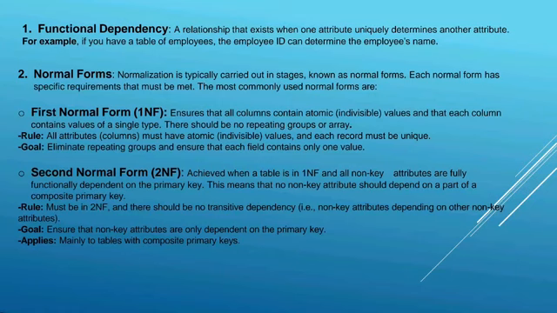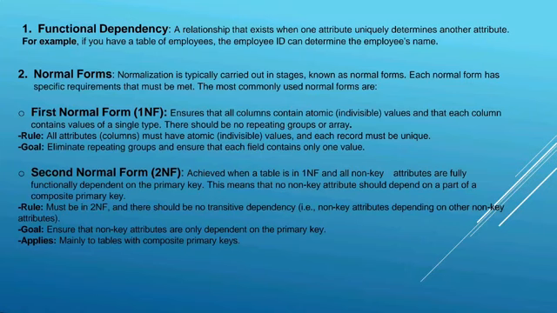The most commonly used normal forms are: first normal form, 1NF, ensure that all columns contain atomic indivisible values and that each column contain values of a single type. There should be no repeating groups or arrays. Rule: all attributes columns must have atomic indivisible values and each record must be unique. Goal: eliminate a repeating group and ensure that each field contain only one value.